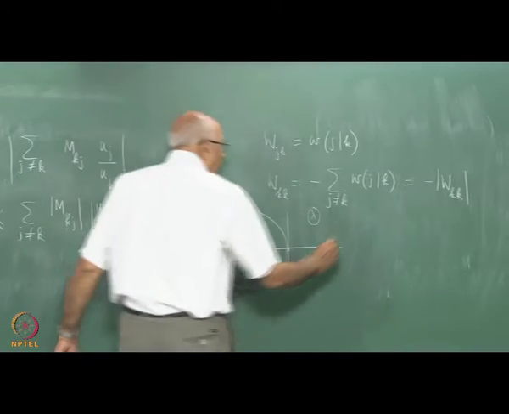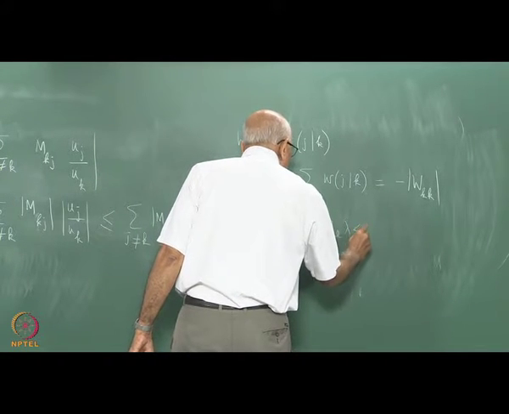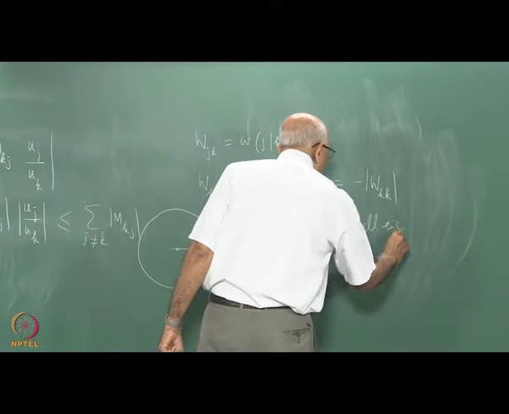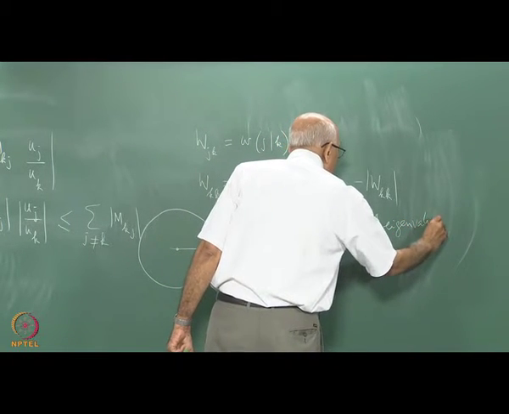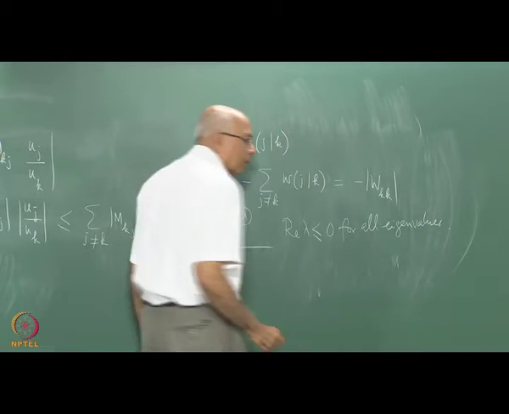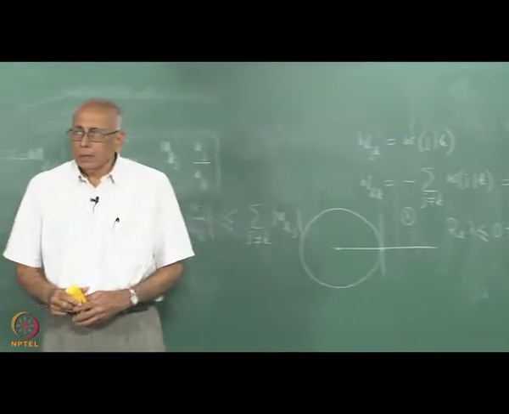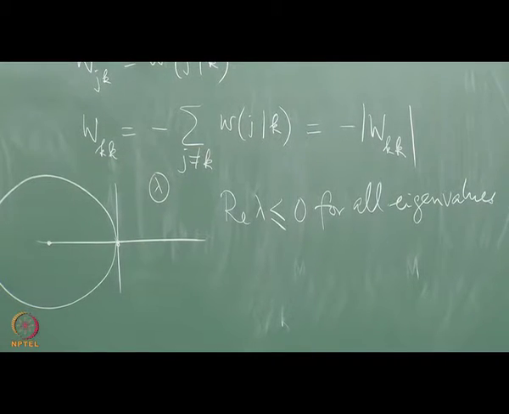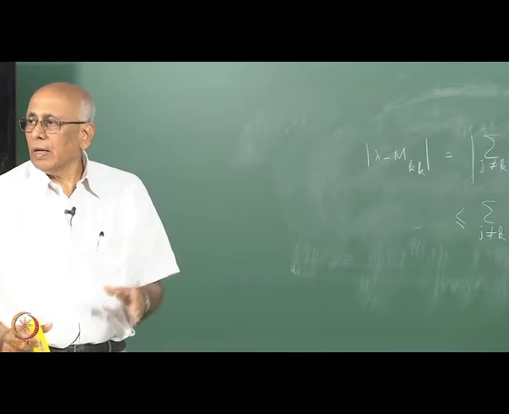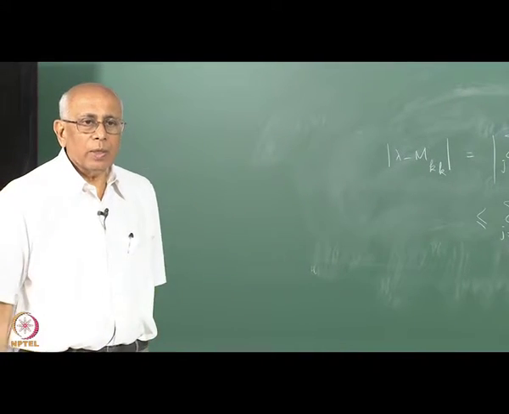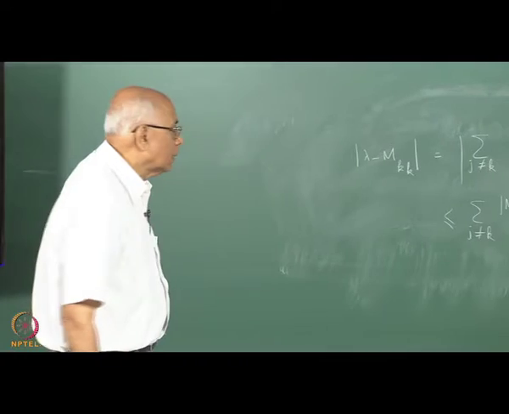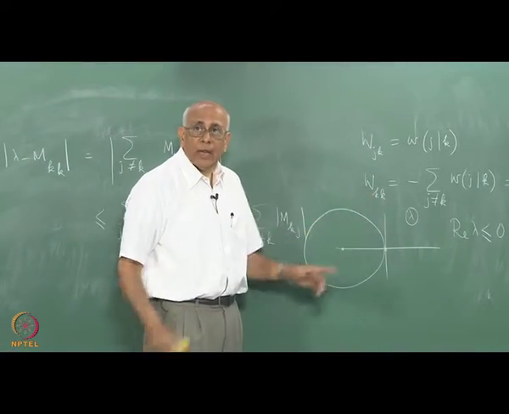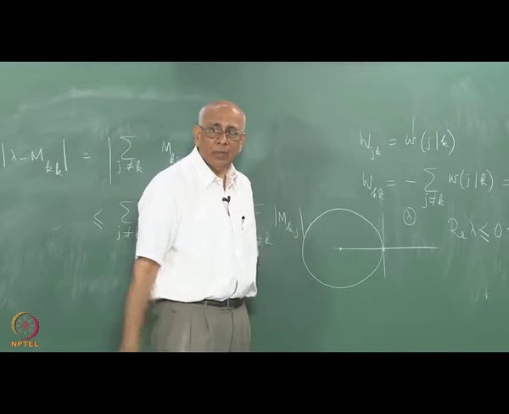Therefore, the real part of lambda is less than or equal to 0 for all eigenvalues. So the eigenvalues are such that e to the minus lambda t must decay to 0, except for the 0 eigenvalue where it remains, there is no t dependence at all. Okay. Therefore, W is a relaxation matrix, things relax to the equilibrium state.